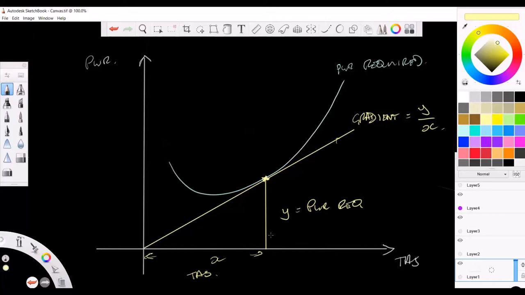Okay. So what's the importance of this? Well, it's the lowest ratio of power required to TAS. On a piston engine aeroplane, what is the fuel burn proportional to? Can anyone tell me what the fuel burn is proportional to on a propeller-driven aircraft, I should say, because it applies to turboprops as well. So on a propeller-driven aircraft, how does the fuel flow change? What does it relate to?